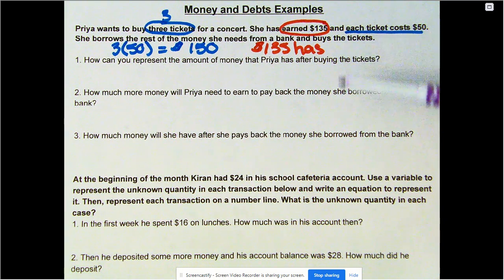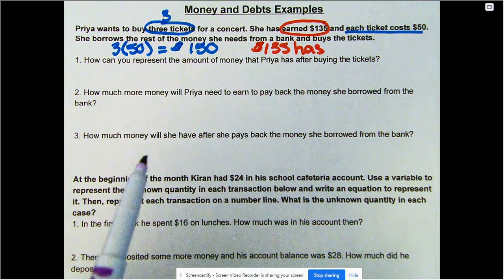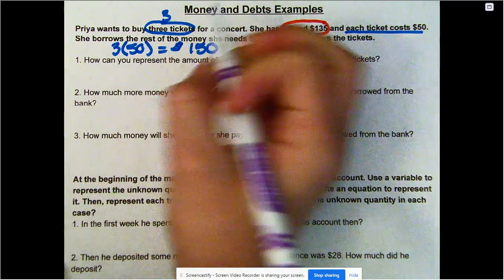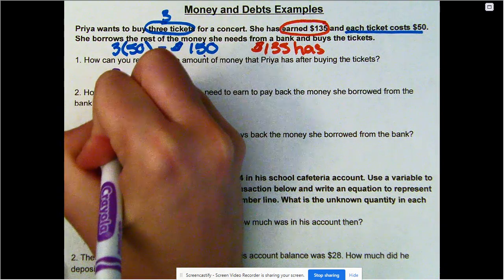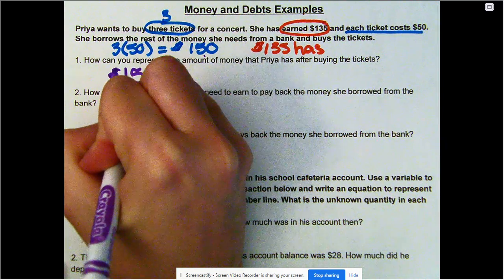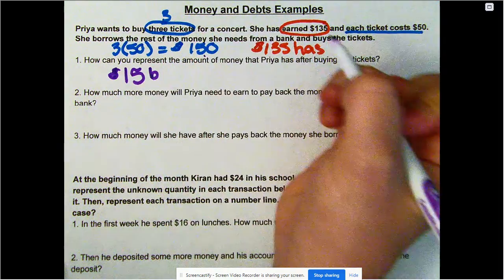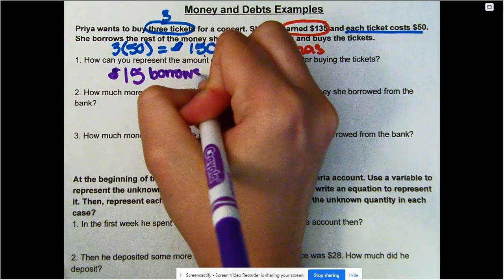So first, we need to figure out how much money short she is. There's a couple ways to look at it. You can do 135 minus 150 and get that number, or 150 minus 135, and then just know that that number has to be represented as a negative. So she is $15 short. Whenever I did 150 minus 135, that's $15. But remember, she borrowed that money from the bank. So this is money that she has to give back. So she borrows $15 from the bank.